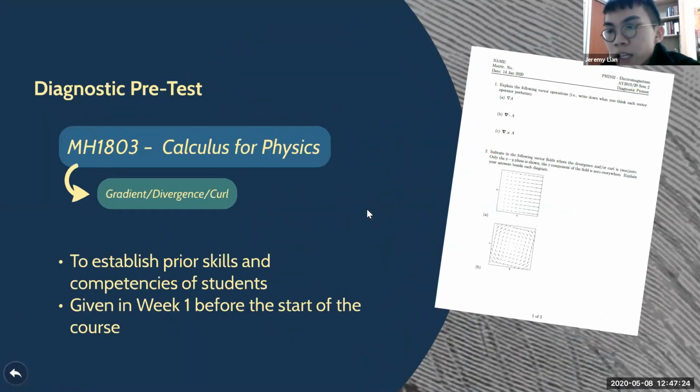A diagnostic pretest was conducted for 74 students enrolled in the PH2102 Electromagnetism course in week 1 before the first lesson, since they had completed the mandatory multi-variable calculus course MH1803, which exposed them to vector fields and vector operations. We wanted to first establish their prior skills and understanding of these concepts.